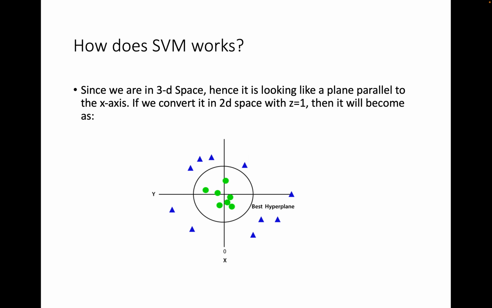How does support vector machine work? Still we are on that. Since we are in 3D space, मैंने बोला ना, in a 2D space circle would be the best way. Since we are in a 3D space, hence it is looking like a plane parallel to the x-axis. If we convert it into 2D space with z equals 1, that will become as this. ठीक है, this is 3D से अपन ने वापस उसको 2D में कन्वर्ट किया तो it is looking like this, because कट ही वैसे किया था.